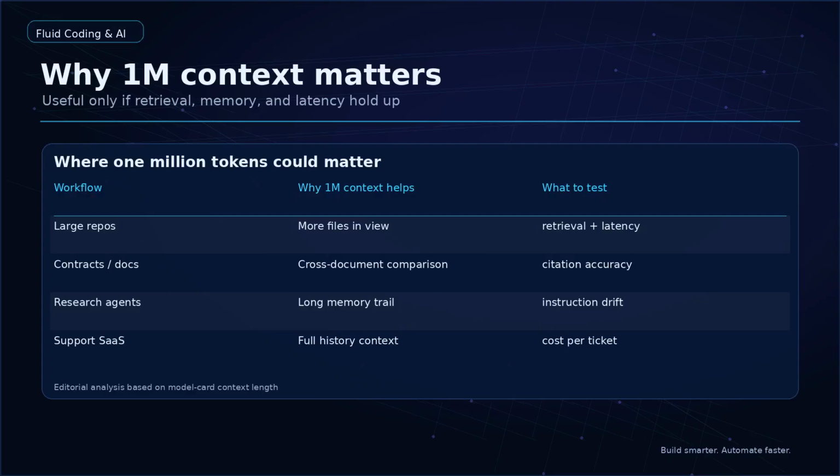A 1 million token window sounds massive, but the value depends on how well the model uses it. For developers, the big use cases are reading large repositories, comparing long contracts, maintaining multi-file agent state, and summarizing deep research folders without aggressive chunking. The caveat is that context size alone does not guarantee better answers. You still have to test retrieval quality, instruction following, latency, and cost on your own data. Long context is a capability. It is not automatically a workflow.